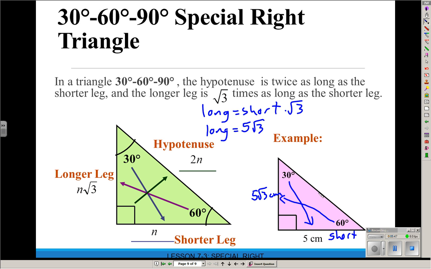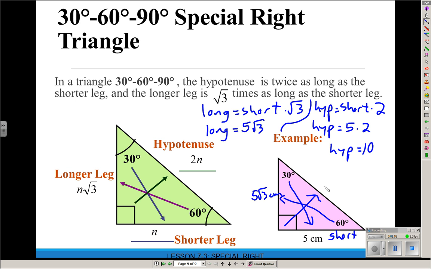I can also find the hypotenuse. The hypotenuse is across from the right angle. The hypotenuse equals the short times 2. So the hypotenuse equals 5 times 2. The hypotenuse ends up being 10. So that's 10 centimeters there. Long is short times the square root of 3, and hypotenuse equals short times 2.